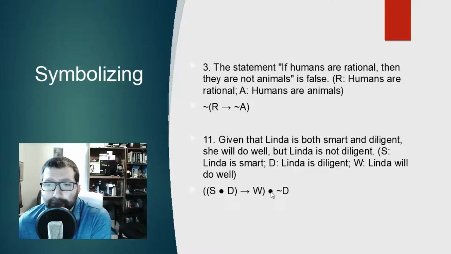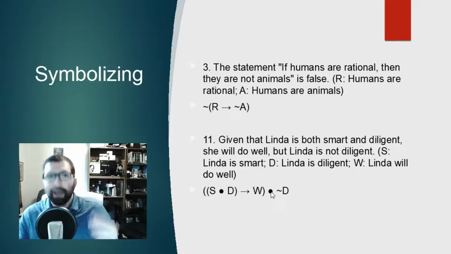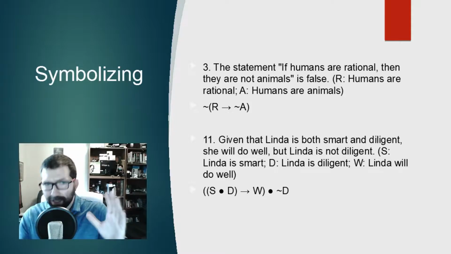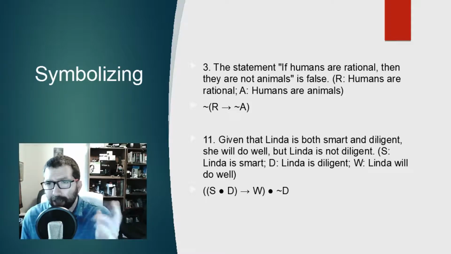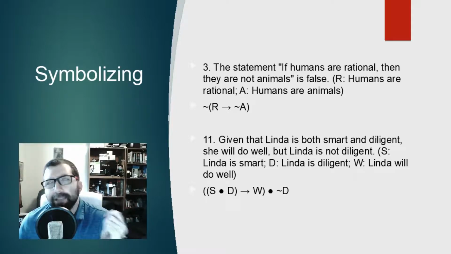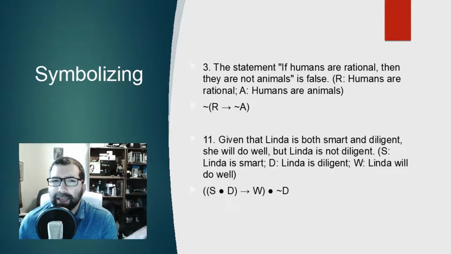But now, here's the funny thing about symbolizing these things. But and and mean the same thing, right? This is true, and then also this other thing is true, right? So and and but mean the same thing in logic. In fact, if you think about it, but is just and, but with a negative feeling.